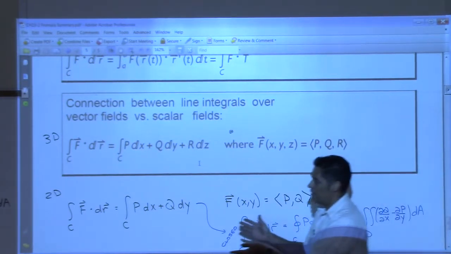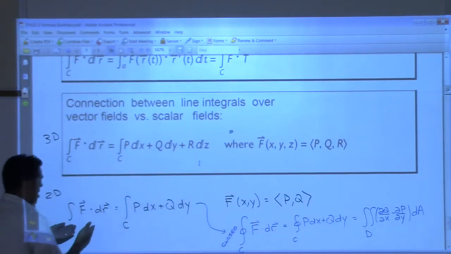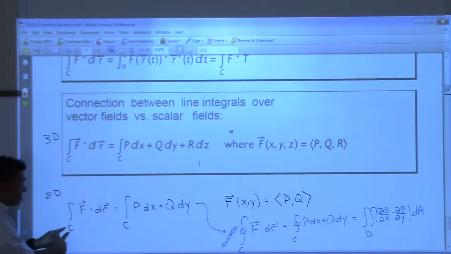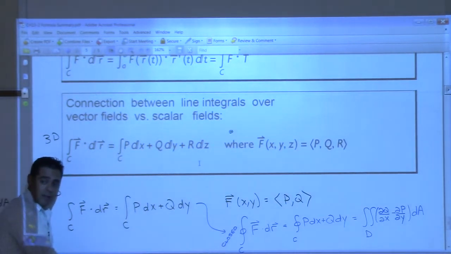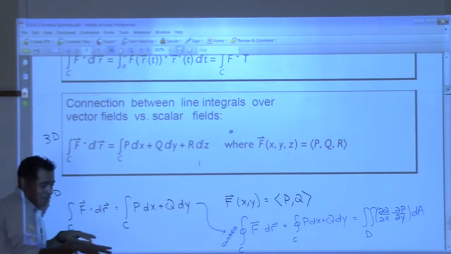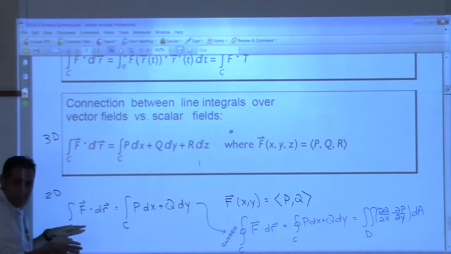Now, let's say that we want to do this, and it's not closed, but it's conservative. Then we can use the fundamental theorem of line integrals and just evaluate at the two endpoints, right? So there's a lot of different little branches of possibilities here, right?